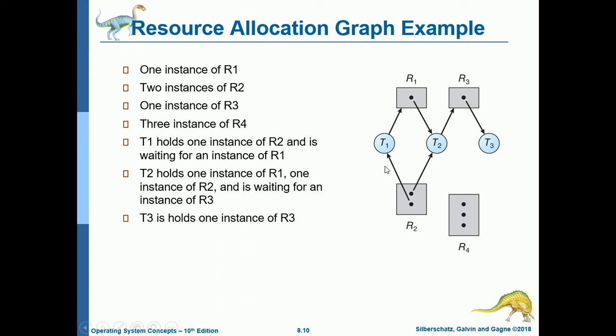So we have that instance for T sub 1. It already has R sub 2, but it's waiting for R sub 1, which is held by T sub 2. And T sub 2 already has R sub 1 and R sub 2 as its resources, and it's waiting for an instance of R sub 3, which is held by T sub 3. Okay, next we have no preemption.